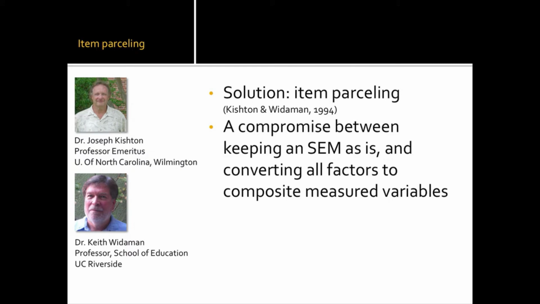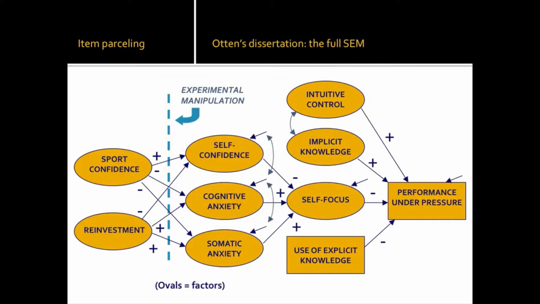You keep your SEM as it is. So if you go back to here, we're going to keep this model as it is, but we're going to cut down on, for example, sport confidence over there on the left. It had 22 items on the questionnaire. We need to cut those down. And so theoretically then, if we just made composites of each of these latent variables, we would have 8 latent variables, so 8 composites, plus 2 more, 10 total variables. That seems much more doable with 201 participants than one with 74 measured variables.